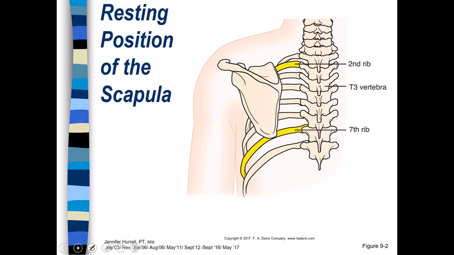All right. Resting position of the scapula. As we look at the scapula from the posterior aspect, we see that it rests from about the second rib down to the seventh rib. This is more helpful in locating the level of rib than it is for locating the scapula.